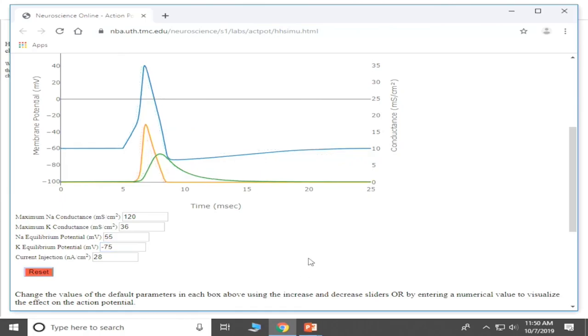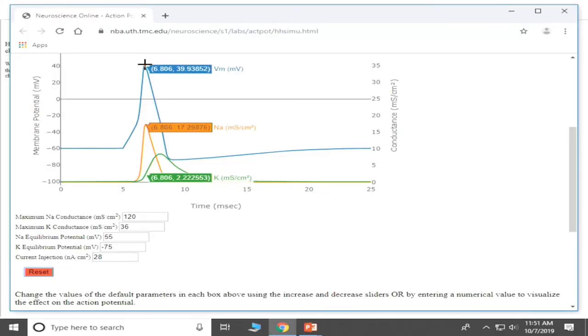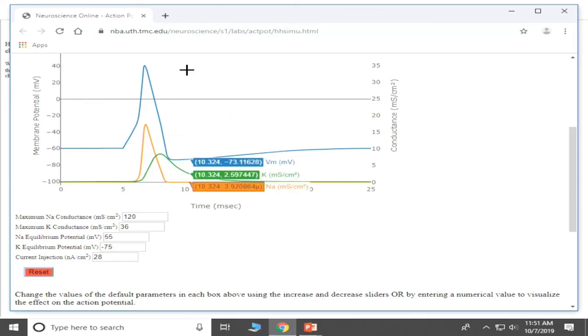All right, let's do two more. What if we make the sodium equilibrium potential, instead of plus 55, make it something like plus 30? What do you think is going to happen before we do the simulation? What about the peak amplitude of the action potential? Greater, same, or less? Less. The peak amplitude of the action potential approaches the sodium equilibrium potential. If we make the sodium equilibrium potential less, you would think that the peak amplitude of the action potential would be less. The peak amplitude of the action potential can't get any greater than the sodium equilibrium potential. It's bounded. Remember, that's as high as it can go.